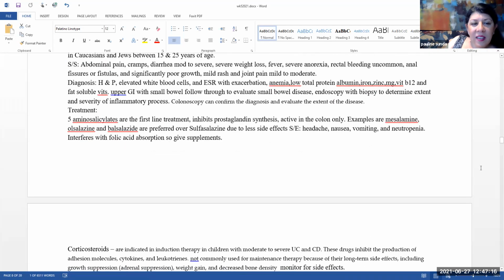Treatment. Here they can use 5-aminosalicylates. These are the first line of treatment. They inhibit the prostaglandin synthesis. These are active in the colon only. Some examples are mesalamine, olsalazine, and balsalazide. These are preferred over sulfasalazine due to fewer side effects. Some side effects do include headache, nausea, vomiting, and neutropenia. Please note that these can interfere with folic acid absorption, so you want to give folic acid supplements.